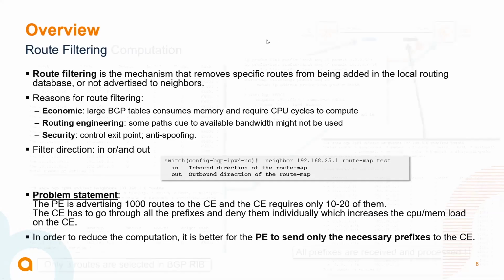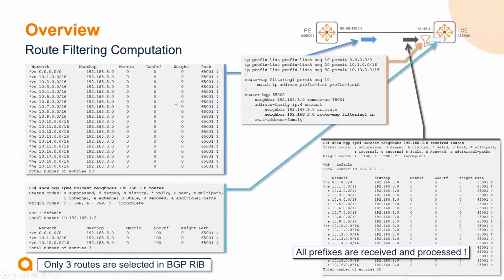So this is an example of what happens right now without outbound route filtering. Here you've got a PE in, let's say, an autonomous system and a CE in another autonomous system. The PE is sending a bunch of routes, let's say 20 prefixes that he has in this table. If you want to process and reduce those prefixes on the CE, you create a prefix list, you create a route map that matches on that prefix list, and you simply apply that route map inbound for that particular neighbor that is the PE.